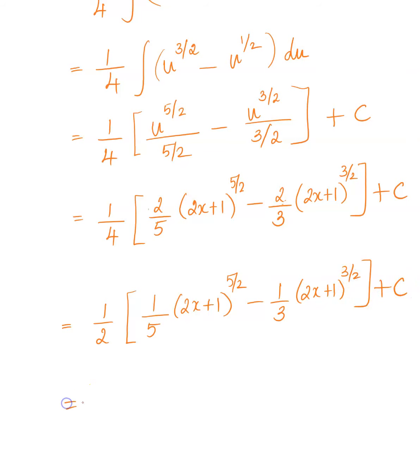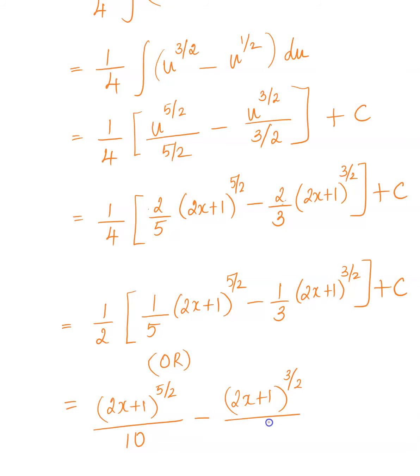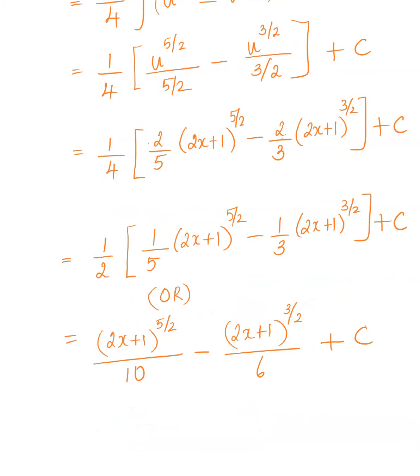Or you can write them as separate fractions, I mean. So that's going to be 2x plus 1 power 5 over 2 over 10 minus 2x plus 1 power 3 over 2 over 6, multiply them out, and then plus c. So it's either this or that. Okay.